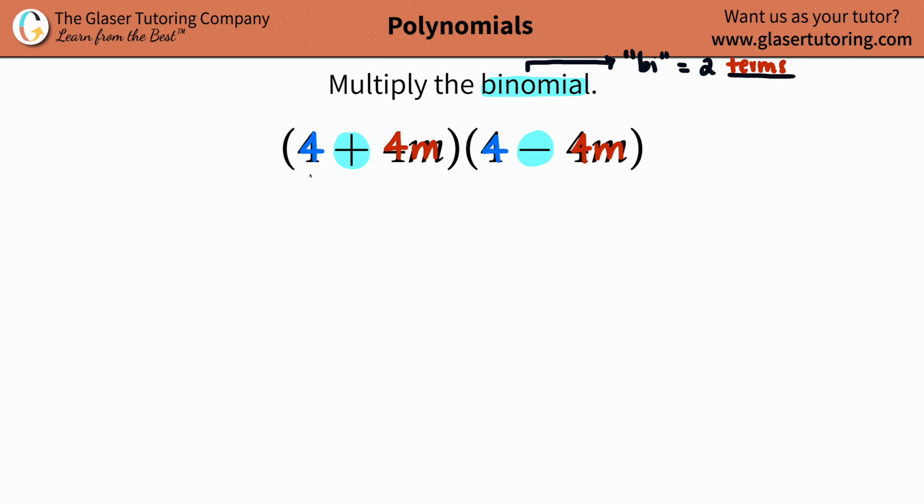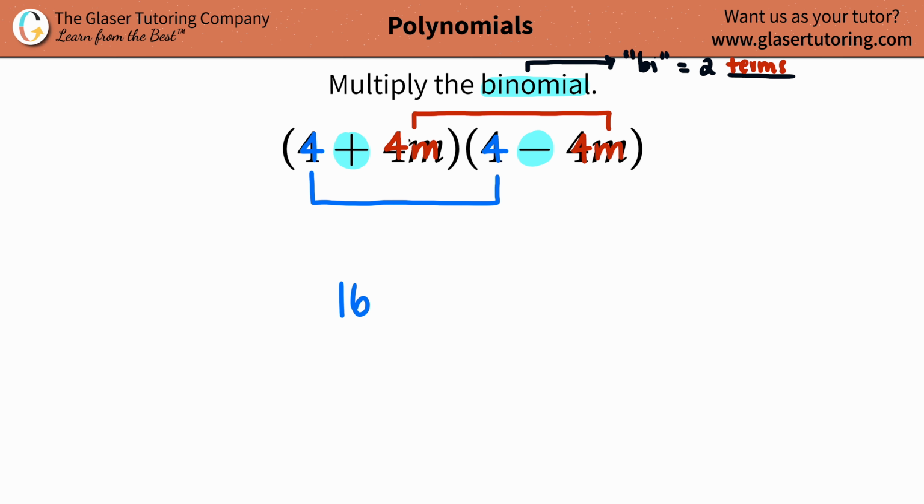And all we have to do is take that 4 and times it by the 4. So you take the terms that are identical and you multiply them. So the 4 goes with the 4, and then the 4m goes with the 4m. And that's all you got to do for this one. So let's multiply it out. 4 times 4 is 16. And that first part is done.